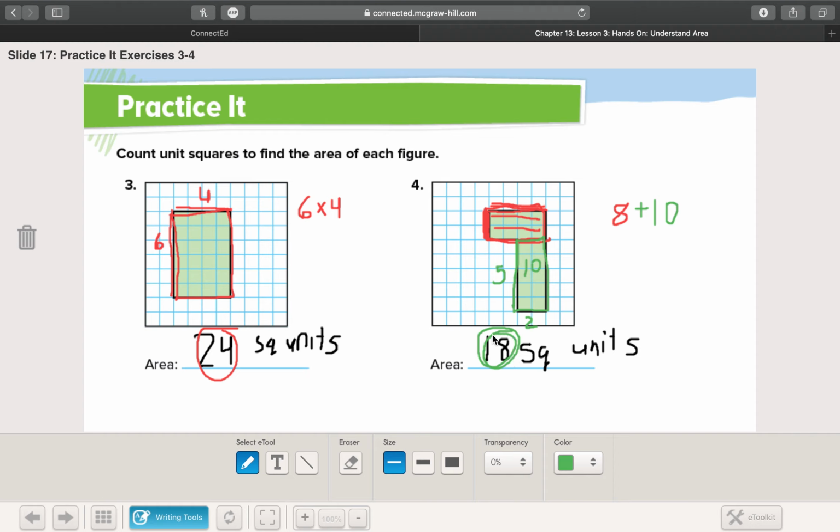Okay, so if you have a rectangle, you can just go ahead and multiply the two different sides. But if you have a shape that's oddly shaped like this, you can break it into rectangles like I did here, and you can find the area of one part and find the area of the other part, and then just add them together.